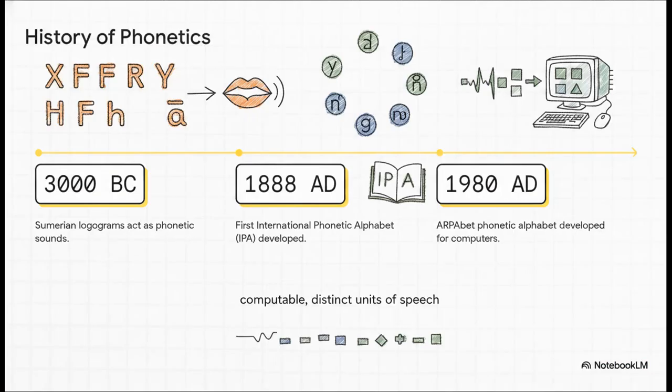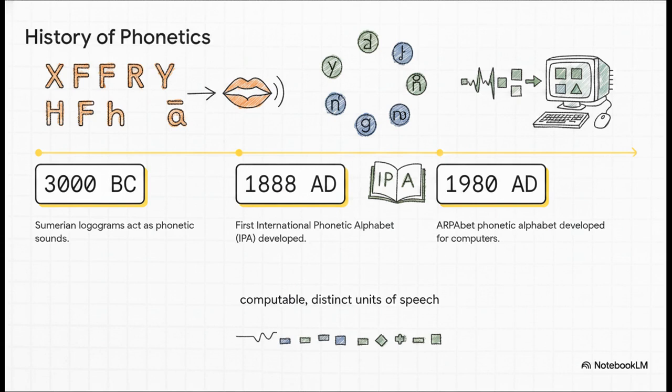You know humanity's obsession with breaking down speech? It's actually ancient, like really ancient. We can trace this all the way back to 3000 BC. The earliest writing systems, like Sumerian, started out as logograms, where one symbol meant a whole word. But eventually they evolved so that a single symbol could represent just a phonetic sound, like the syllable ba. Fast forward a few thousand years to 1888, and linguists created the International Phonetic Alphabet, or IPA, to standardize all of this. And by 1980, as the computer age really dawned, we needed something machines could easily read, leading to the Arpabet.